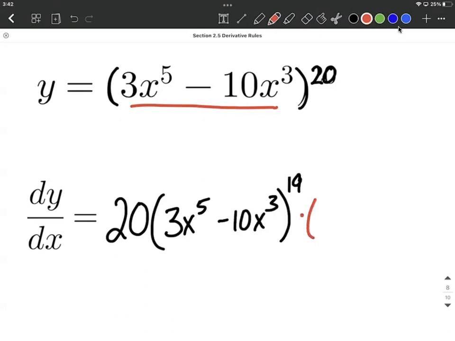Its derivative, we're just going to use the power rule a couple times. We're going to bring the 5 down, multiply by the 3, so make 15 out in front. Reduce the exponent by 1, so 5 minus 1 makes 4. Minus, again the power rule, 3 comes down, multiply by the 10, we get 30. Reduce the exponent by 1, it's going to be squared, and that's our derivative.